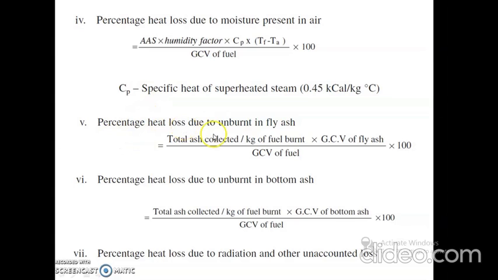Then the percentage of heat loss due to unburnt fly ash is also calculated. For that you need the total ash collected and the gross calorific value of fly ash. Then the percentage of heat loss due to unburnt bottom ash. For that you need the total ash, then the gross calorific value of bottom ash. And finally, the percentage of heat loss due to radiation and unaccounted losses is nothing but the subtraction of all the 6 losses.